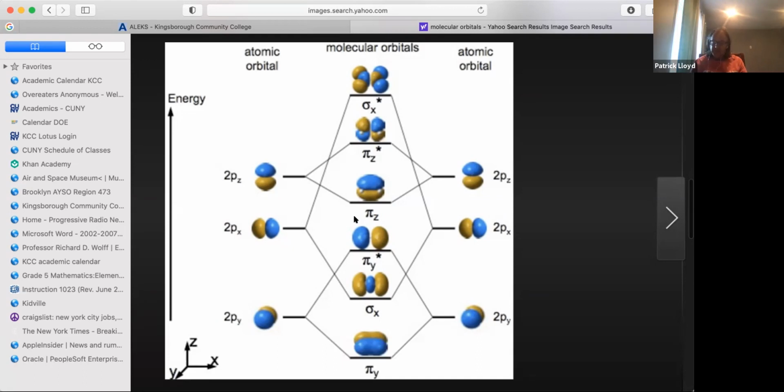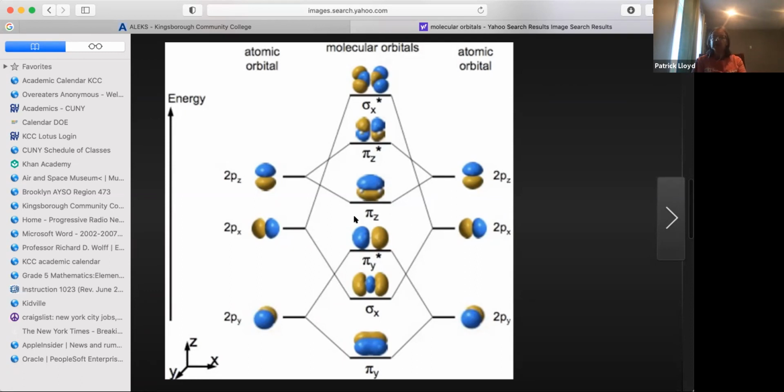Those atomic orbitals will mix with each other to give these new molecular orbitals at the center, okay? And notice the notation, pi sub y, sigma sub x, pi sub y star, pi z, pi sub z star, and sigma sub x star. Where it has a star, that is called an anti-bonding orbital, and it is generally higher in energy than the ones without the star. So you have bonding orbitals that don't have a star, anti-bonding orbitals that have stars. It's just the way that they mix together, okay?